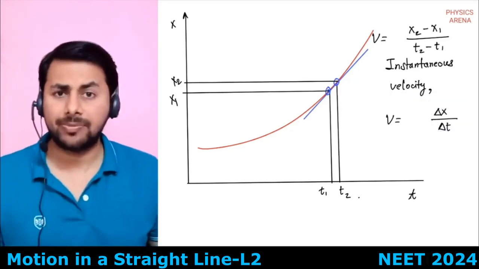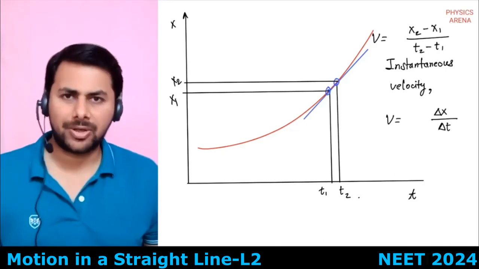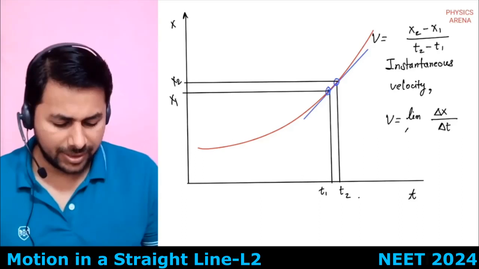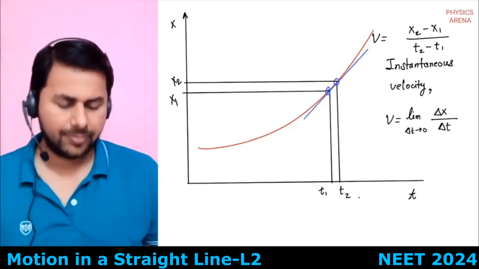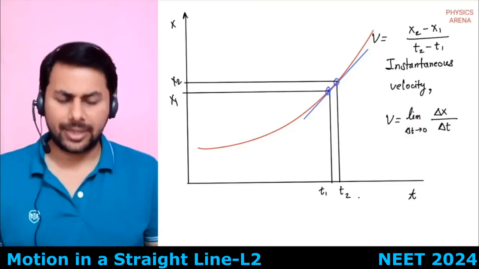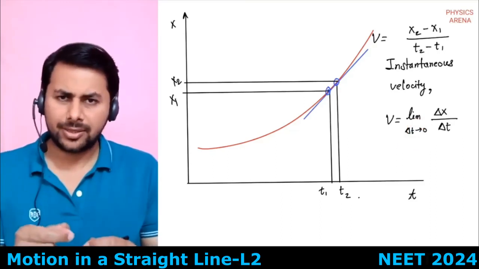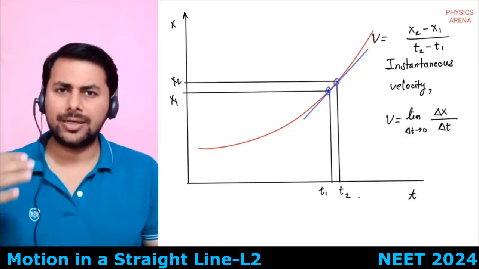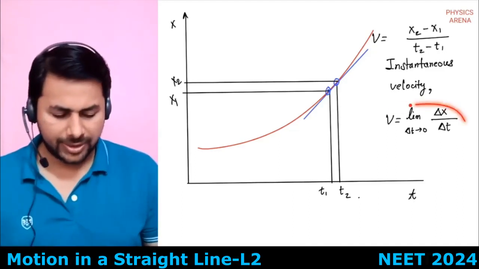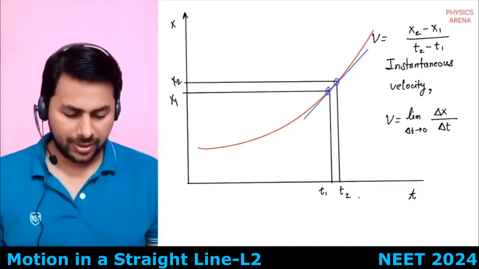So no time is spent in finding this velocity. So t1 and t2 are very close. Then we write it as limit delta t tends to 0. That means the time that you take is very small, so small that it is almost 0. So then we call this velocity an instantaneous velocity.